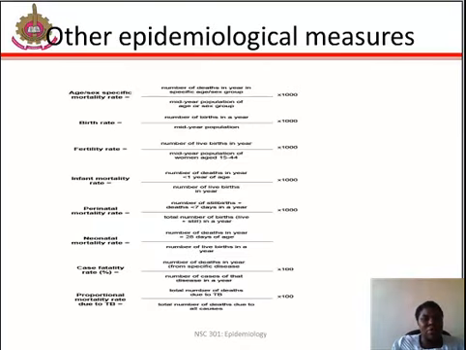Let's look at other epidemiologic measures. We can have age or sex specific mortality rate, which is the number of deaths in a year in a specific age or sex group, divided by the mid-year population of that age or sex group times 1000. We can have birth rate, fertility rate, infant mortality rate, you can calculate the perinatal mortality rate, the neonatal mortality rate, the case fatality rate, and also the proportional mortality rate. We have to move on due to the time.